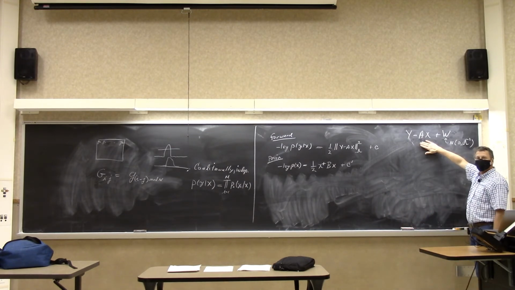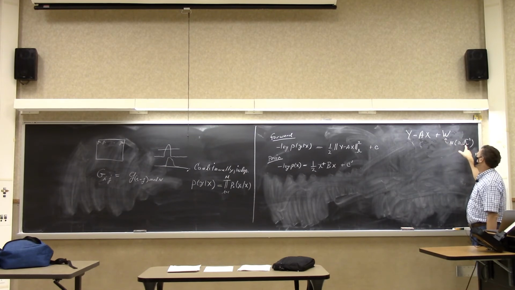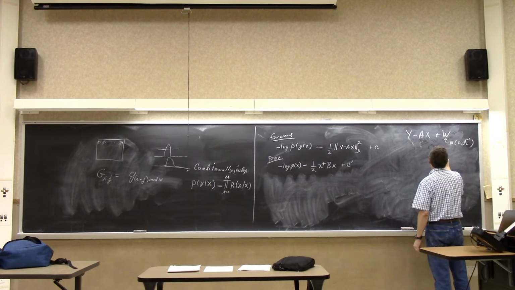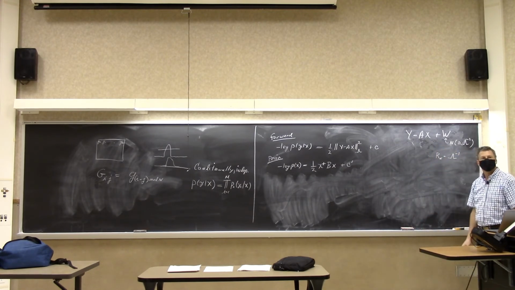This is our model. It says that our observations are a linear transform of the unknown plus some noise. The noise covariance is assumed to be, the noise precision matrix is assumed to be this lambda, okay? So R_W equals lambda inverse, okay? If lambda is a diagonal matrix, taking its inverse is very simple, okay? You just take the inverse of each element.